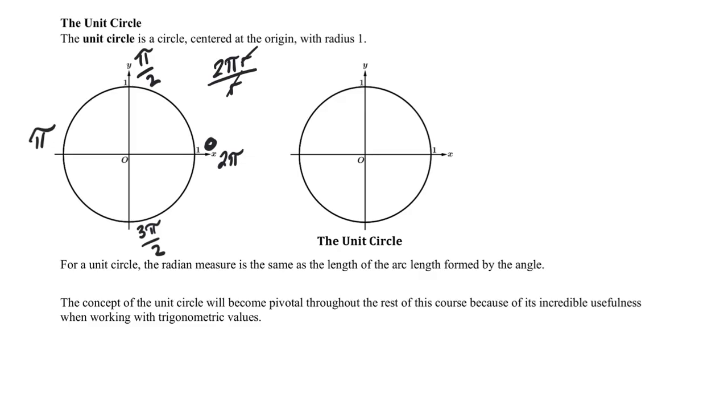So these angle measures are for any circle, right? Any circle, doesn't matter what the radius. But we're going to be talking about the unit circle. And why do we call it the unit circle? The reason we call it the unit circle is that its radius is always 1 unit, okay? So the concept of this unit circle will become pivotal throughout the rest of this course because of its incredible usefulness when working with trig values. And not only this class, it is huge in AP Calculus and above.